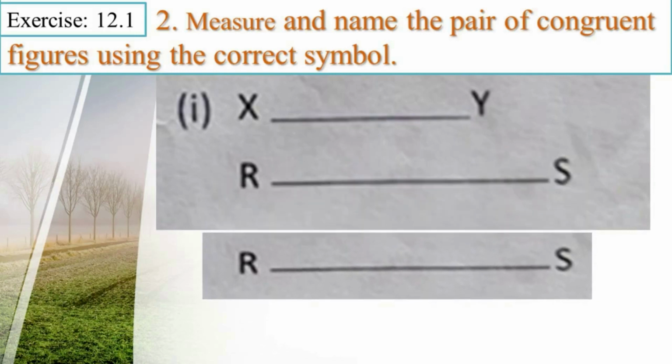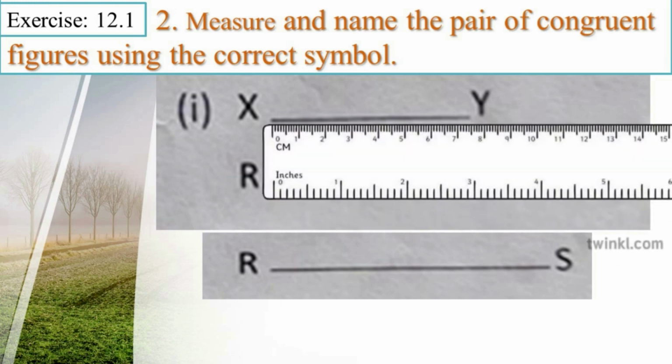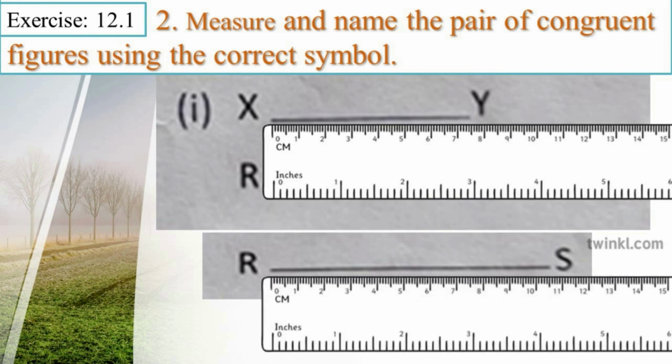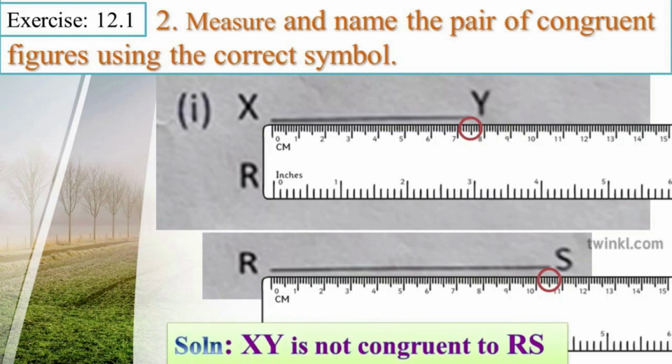Now, let us take XY and RS as two line segments, and measure the length using a ruler or scale. We have measured that XY is 7.5, and the line segment RS is 10.5, but XY is 7.5. So, the length differs. Therefore, XY is not concurrent to RS.